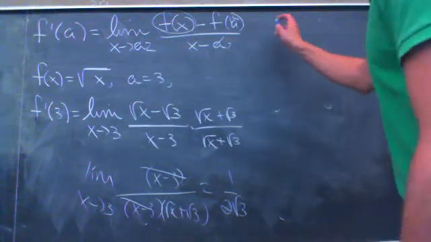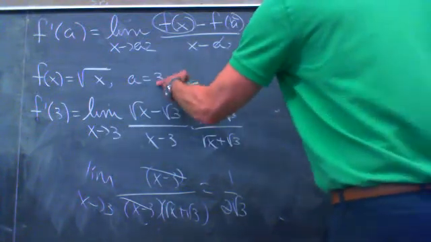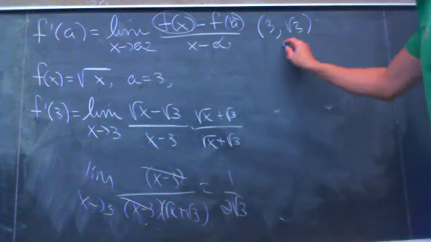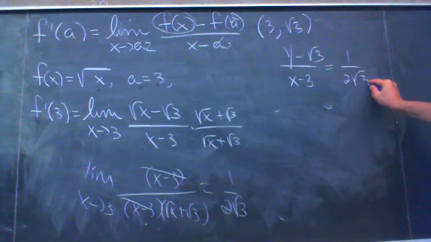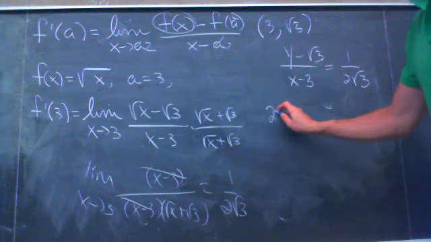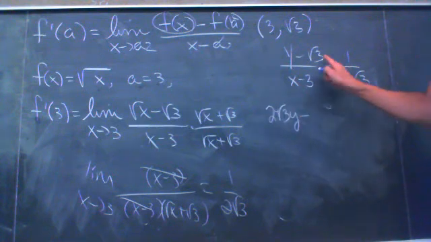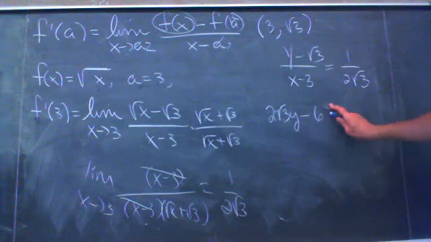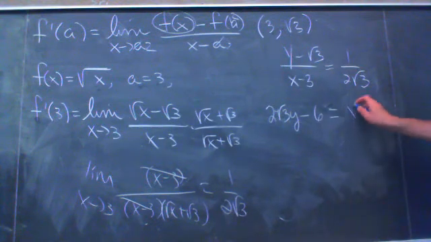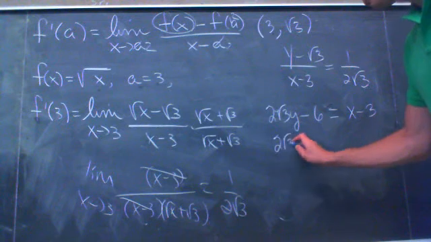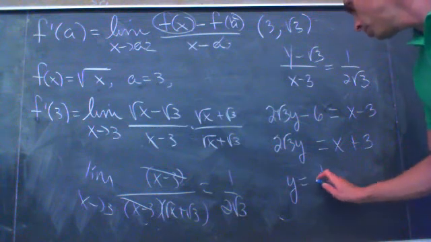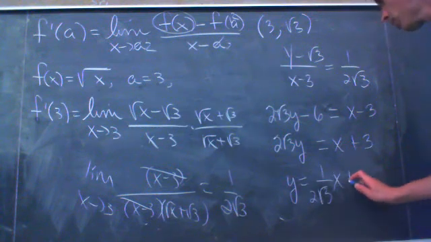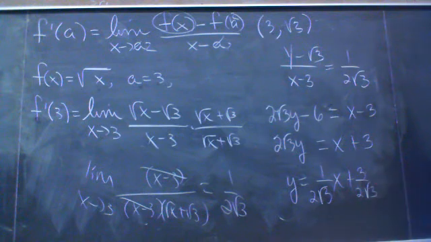So what would be this tangent line setup? Well, when x is 3, y is root 3. So it's going to be y minus root 3 over x minus 3 equals 1 over 2 root 3. We can push through. This would be 2 root 3 times y. Root 3 times root 3 is 3 times 2 is 6 equals x minus 3. So I'll get 2 root 3 y equals x plus 3. I'll divide, and y would be 1 over 2 root 3 x plus 3 over 2 root 3.